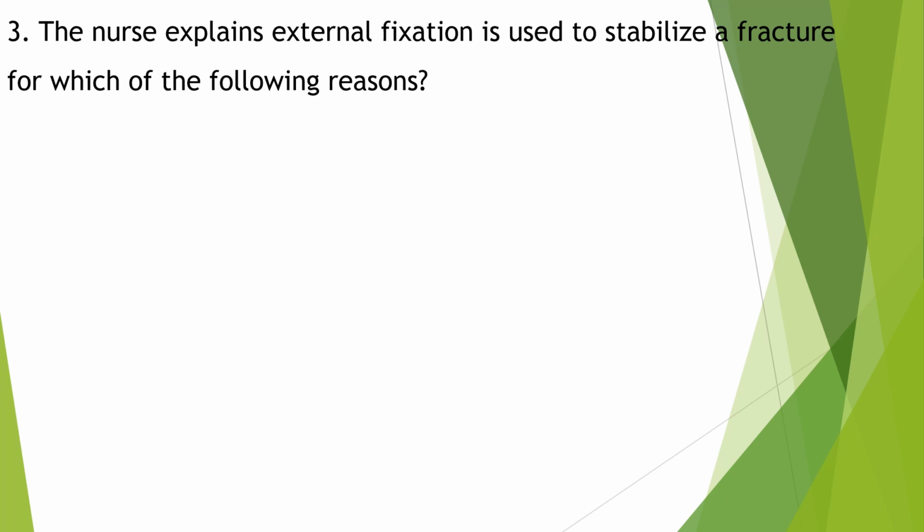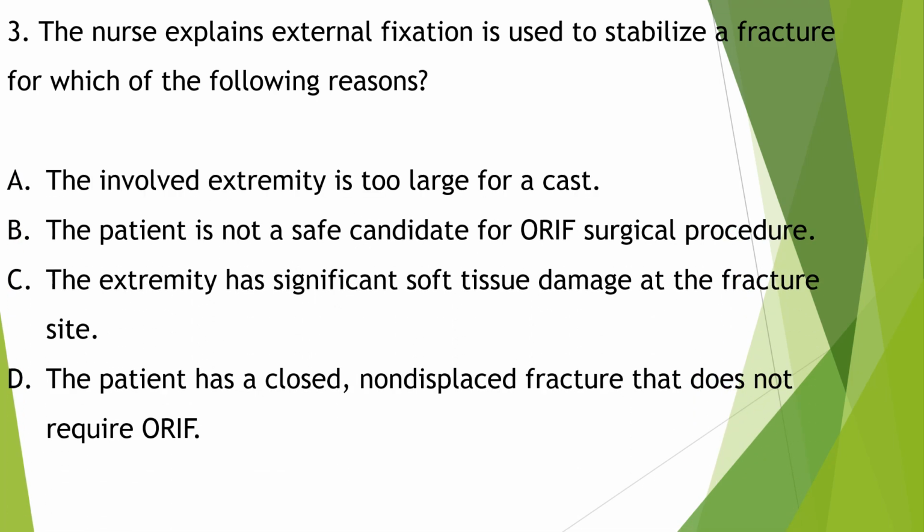The nurse explains external fixation is used to stabilize a fracture for which of the following reasons? The involved extremity is too large for a cast. The patient is not a safe candidate for open reduction and internal fixation surgical procedure. The extremity has significant soft tissue damage at the fracture site. The patient has a closed, non-displaced fracture that does not require open reduction and internal fixation.